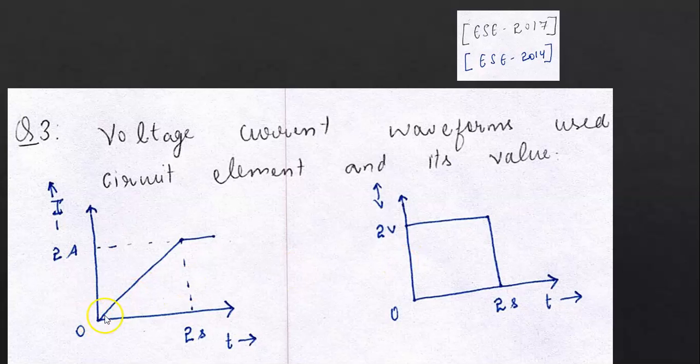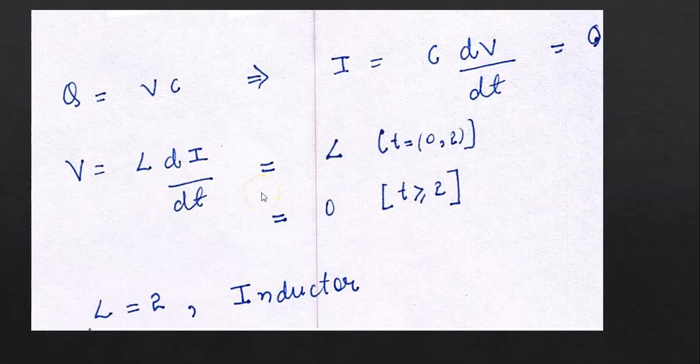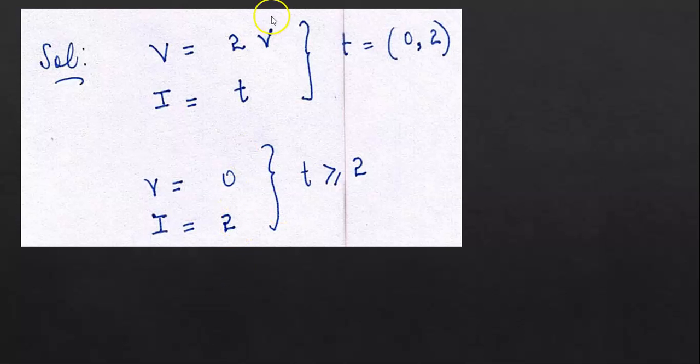Now we will check whether the circuit element is a capacitor or an inductor. First we check for capacitor. For capacitor we know Q = CV, so i = C dV/dt. Now voltage is constant at 2 volt, so dV/dt will be 0. So current i will be 0. That is false, because current i is either t or 2 ampere, so it is not a capacitor.